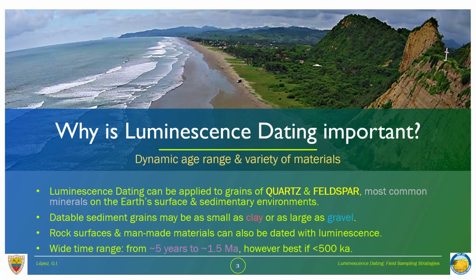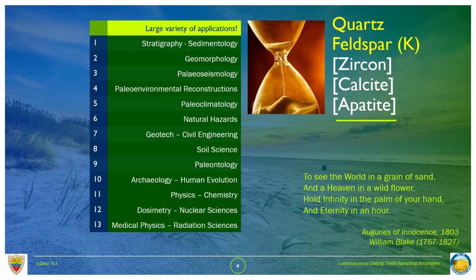So let's start by asking, why is luminescence dating important? Well, basically because of two things: its wide age range and its variety of materials. Basically, you can date anything from clays to gravel, wherever you have quartz or feldspar, or both. So you can date pretty much every single sedimentary environment on the surface of the planet, but also rock surfaces and man-made materials.